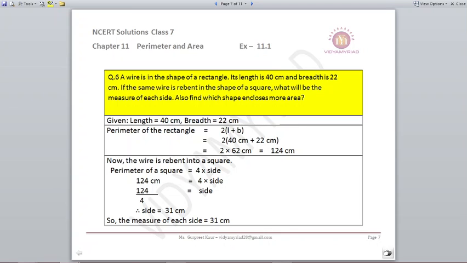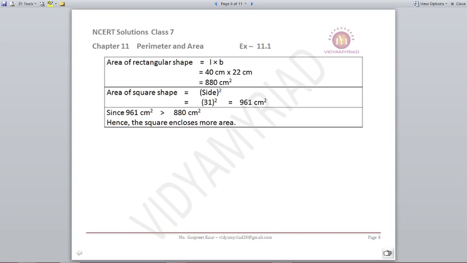Now we have the side with us. What is the question now? Find the area. We need to find out which encloses more area. So let us find the area. Area of a rectangular shape will be length into breadth. That comes out to be 880 centimeters square. Area of a square, we have just found out the side, that is side multiplied by side, which is 31 multiplied by 31. That comes out to be 961 centimeters square.